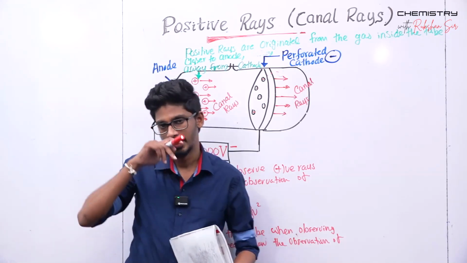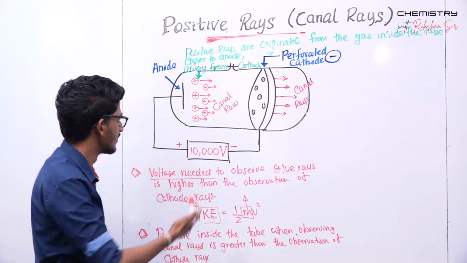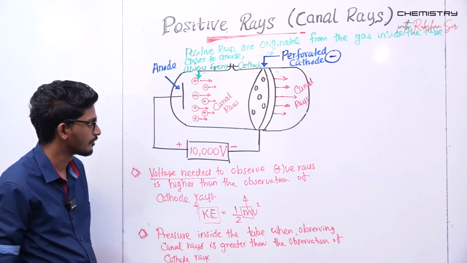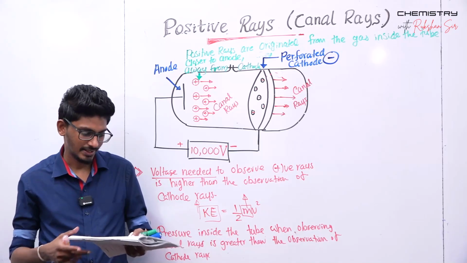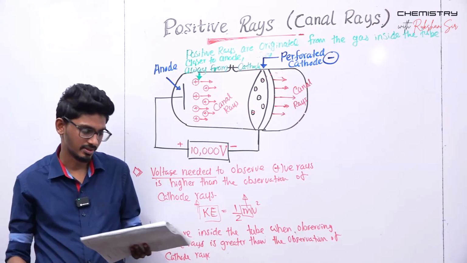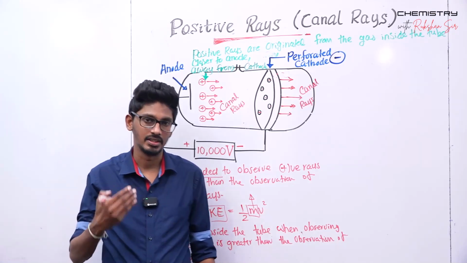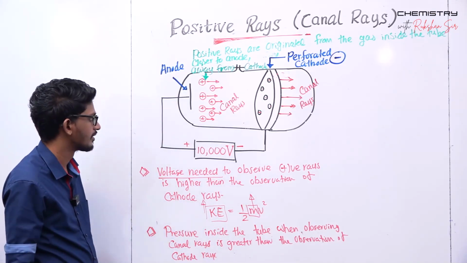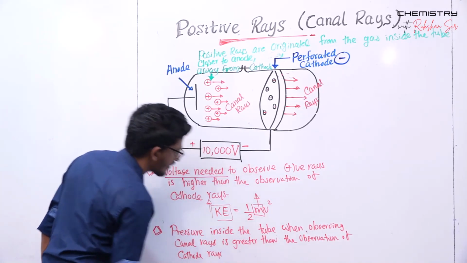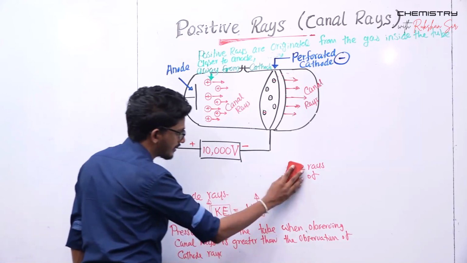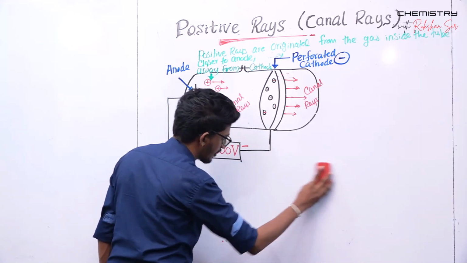Okay. Now let's discuss the mechanism of producing these rays, how these canal rays were produced. In your note, there's a space to write the mechanism of producing positive rays. Let's discuss how these rays are produced in this special tube, the canal ray tube.